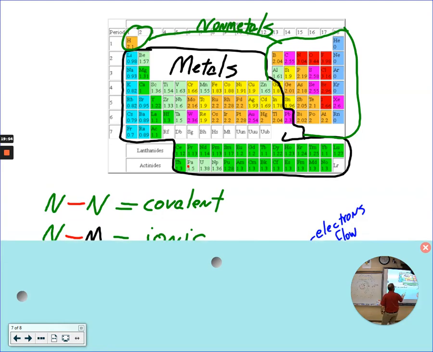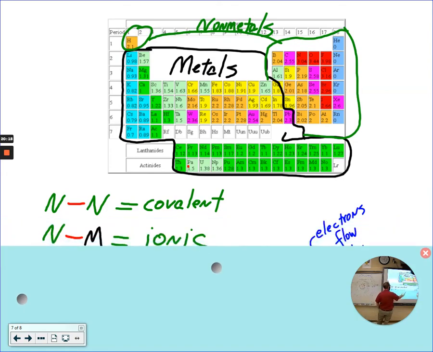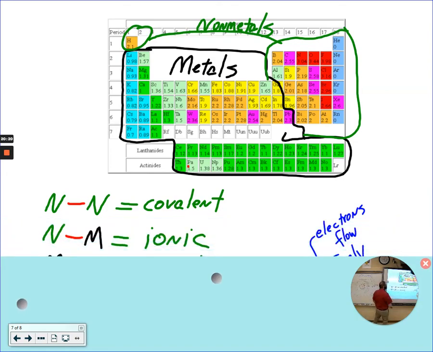A few more slides to go here. So here are some rules of thumb for you. 99% of the time, if you have two nonmetals, they are going to be forming a covalent bond. Sometimes it's polar, sometimes it's not. For you to figure that out, you do have to look at their electronegativity. But nonmetal with nonmetal is almost always going to be a covalent bond. A nonmetal with a metal is 99% of the time going to be an ionic bond.